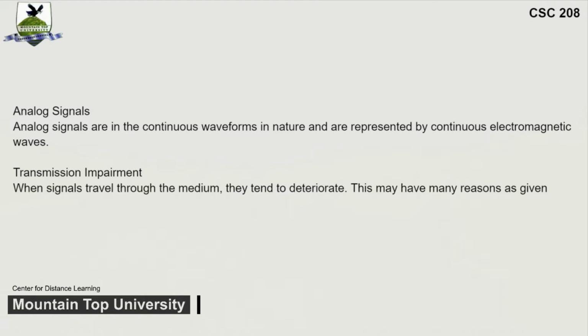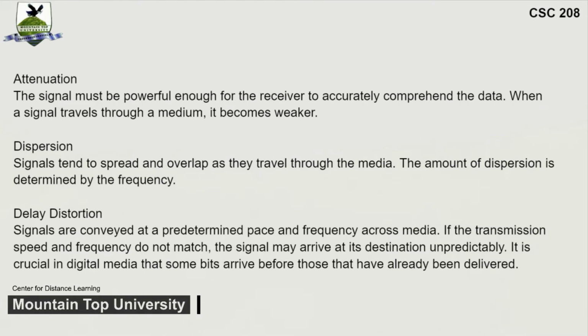Transmission impairment. When signals travel through the medium, they tend to deteriorate. This may have many reasons, as given. Attenuation. The signal must be powerful enough for the receiver to accurately comprehend the data. When a signal travels through a medium, it becomes weaker. Dispersion. Signals tend to spread and overlap as they travel through the media. The amount of dispersion is determined by the frequency.